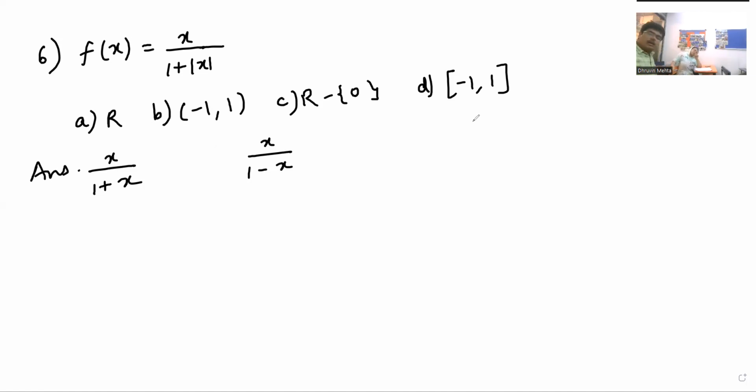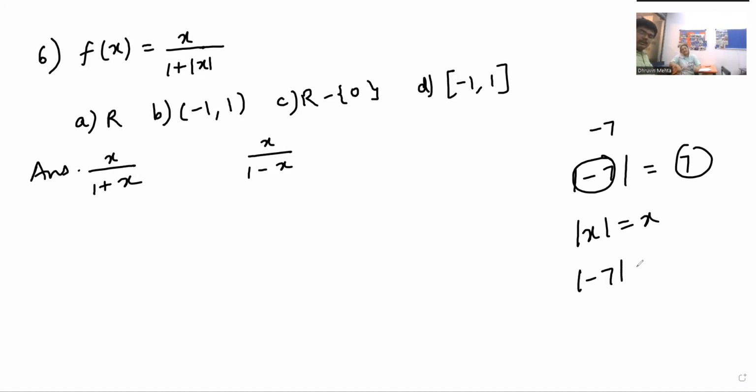Let's say minus 7. Then mod of minus 7 will be 7. They have opposite signs, right, that's the point. So mod x is not plus x in this case, it is minus x, opposite sign. But mod x is x, so why minus? You are not understanding this. According to you, if you are telling me mod x is x, so do you mean mod minus 7 is minus 7?